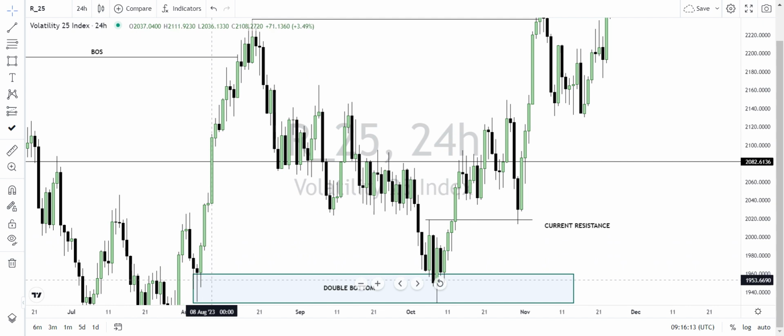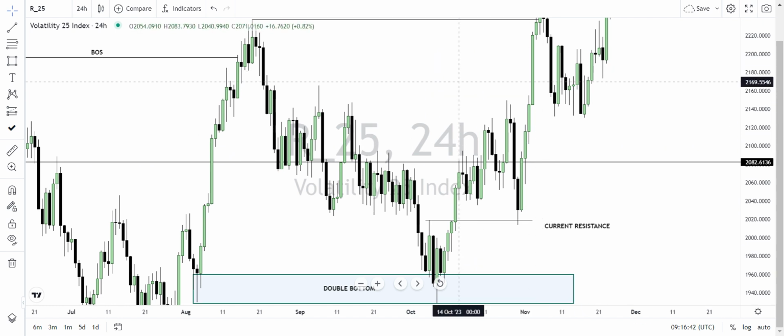Now the double bottom was formed. So what we'll do at first, we take our ruler, then we'll need to know our neckline, then we'll draw a rectangular box. Then after drawing the rectangular box, we need to know the half of the rectangle. Now this is the half of the rectangle. Now if our candle gets broke above half of our rectangle, it is a proof or a sign that the market will definitely get to our neckline.